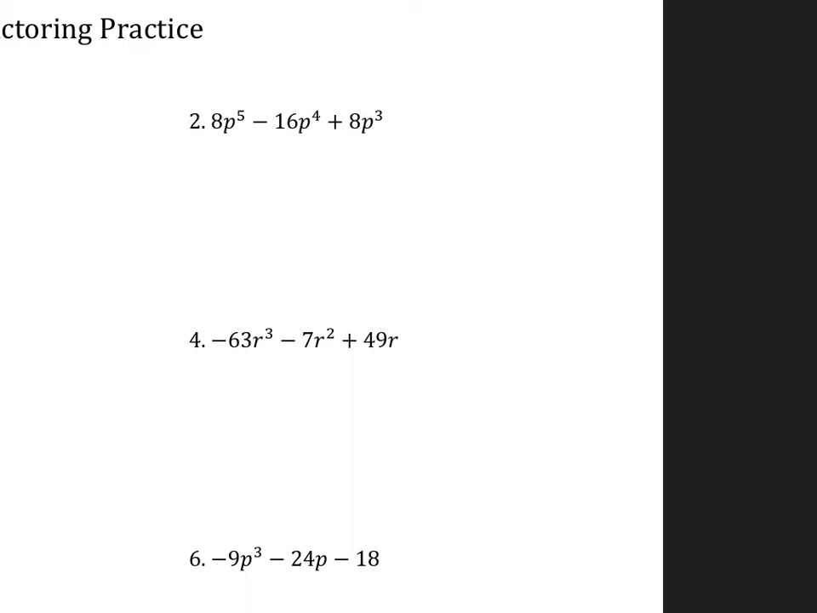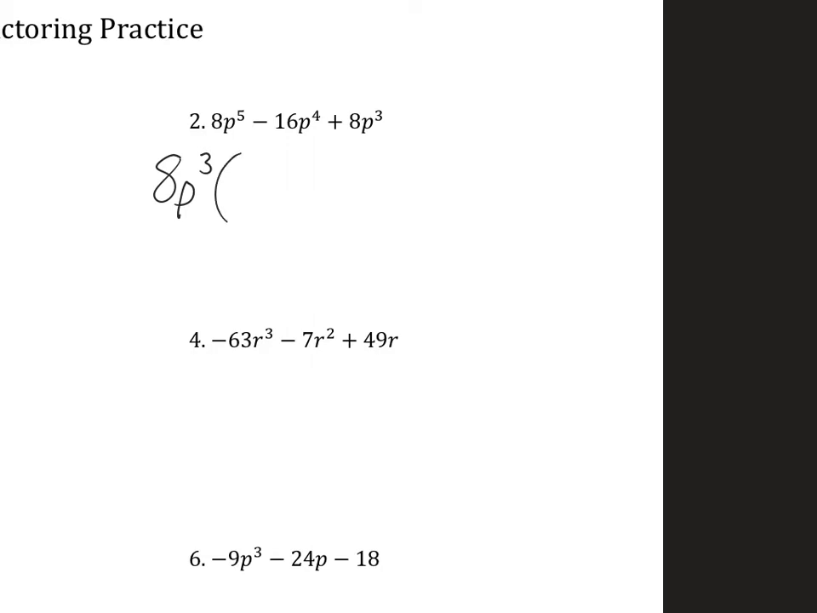Okay, so for the second one, looking at this, the biggest number that goes into all three of those, well, I look at my smallest number, and it's 8. 8 does go into 16, so I'm going to pull out 8. And then my p's, they all three have p's, but 5, 4, 3, 3 is the smallest. So now we're going to divide.